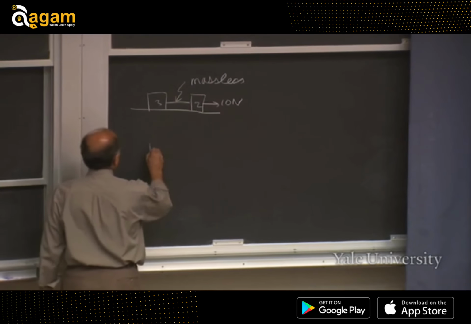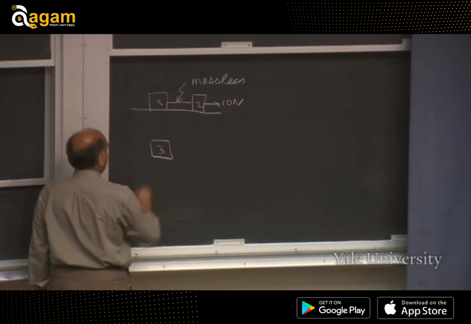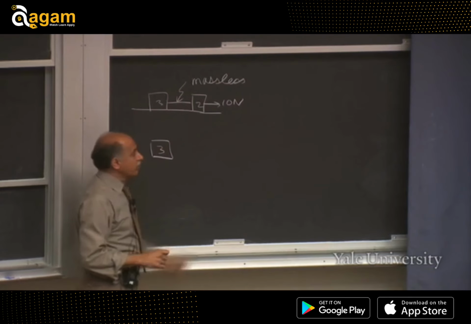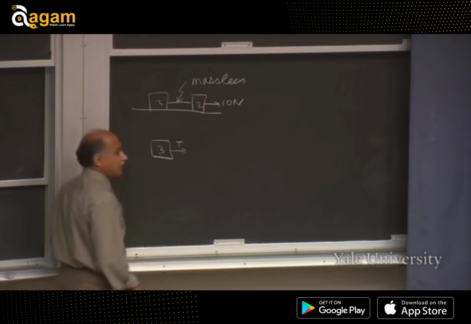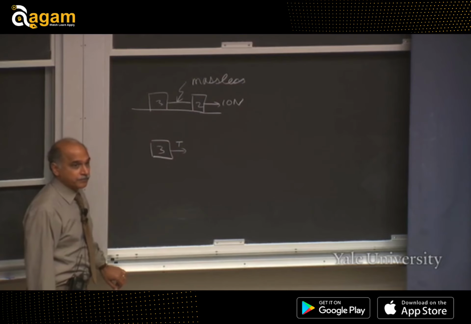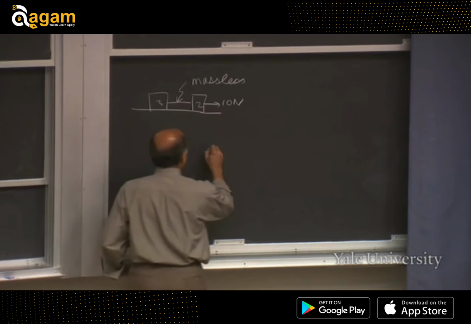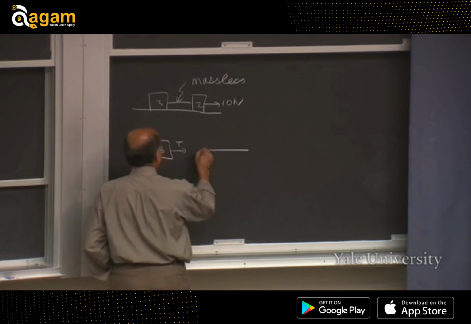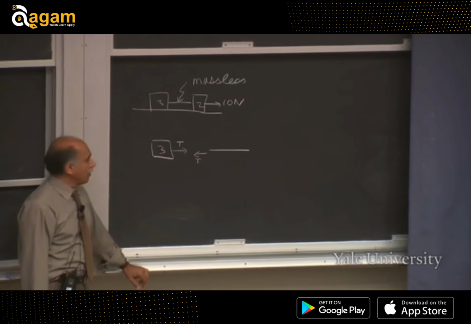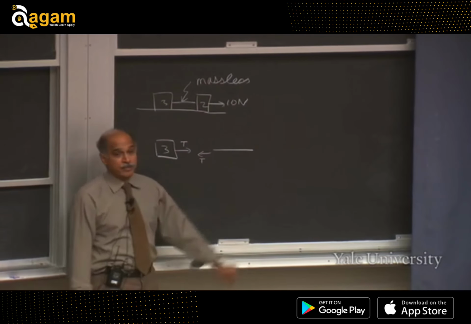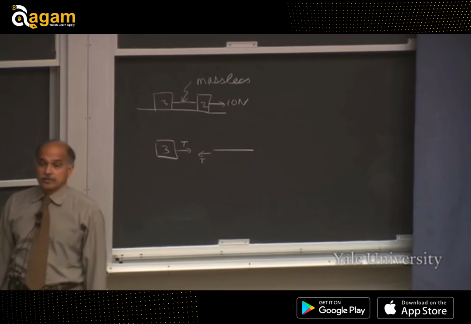So here is the deal. The 3 kilogram block is being pulled by the rope on the right with a force that I'm going to call T, which stands for tension. The rope is being pulled backwards by this block with T. And what is the force on the other side? What should that be?